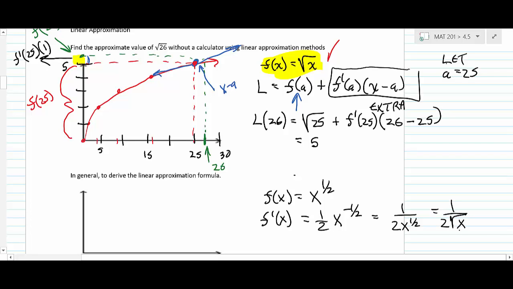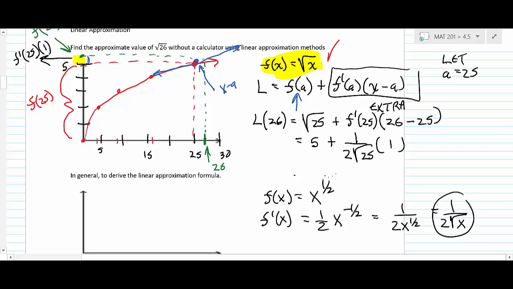And then you've got to do that like you would do in the point slope formula. Okay, so what you're going to have here then is, when you do f prime of 25, you're doing 1 over 2 times the square root of 25, like that. And then, of course, 26 minus 25 is 1. Now, we want to go ahead and use our calculator to crunch that out. So when you do the f prime of 25, you're doing the derivative and evaluating that.